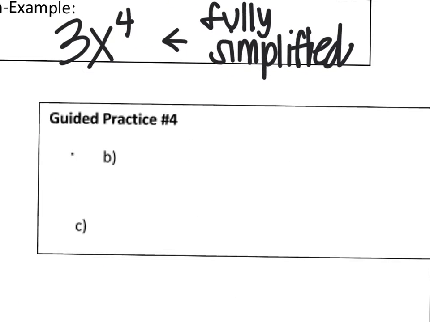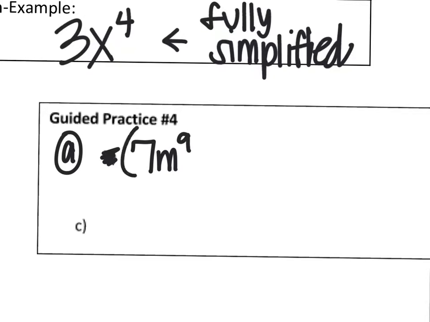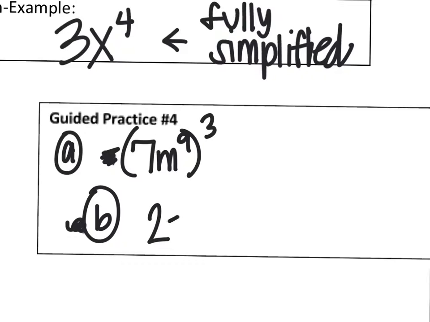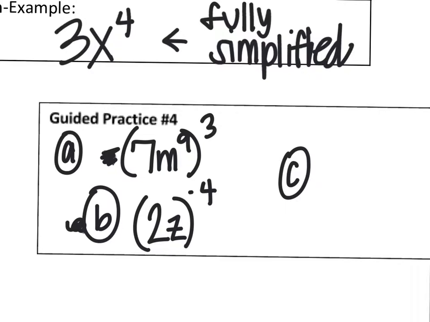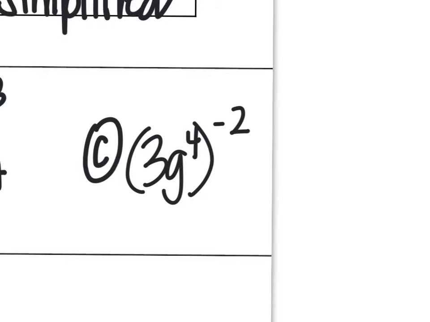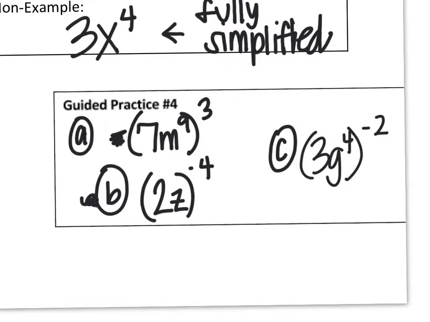Okay, guided practice number 4. We got 3 parts. A is going to be 7m to the 9th, all to the 3rd power. B is 2z to the negative 4. And C is 3g to the 4th to the negative 2. So pause the video and work on those 3 questions for just a second, and I'll give you the answers when you come back.